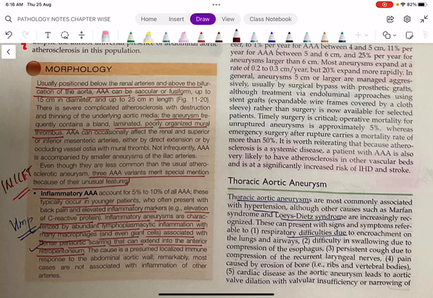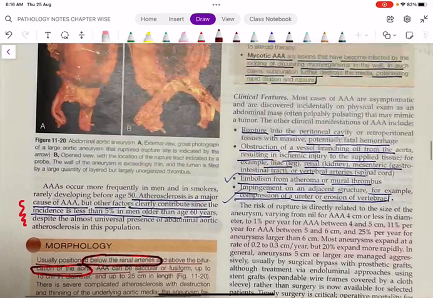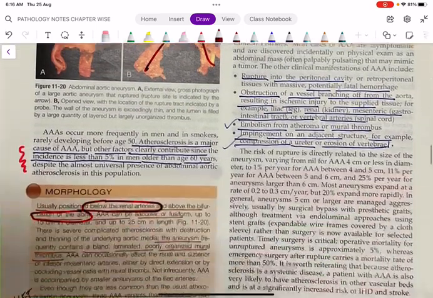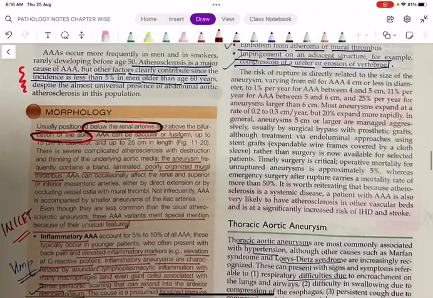Okay, yes. So morphology, you have to know the location. In the abdominal aorta, we have a lot of parts. Usually the aneurysm occurs below the renal arteries. Very, very important point, you have to remember this point. It occurs below the origin of the renal arteries and above the bifurcation of the aorta. This is classically what we have seen. Fine? Yes. And it may be either saccular or fusiform. When only a small portion is involved, it is saccular. When a long vascular segment is involved, we call it fusiform.